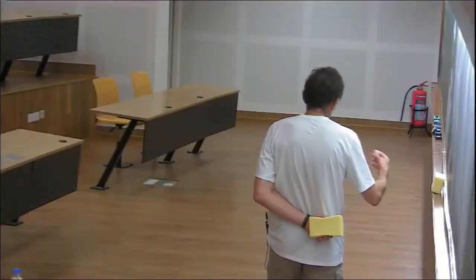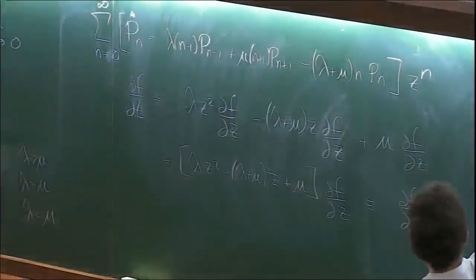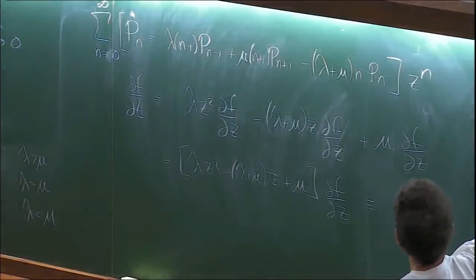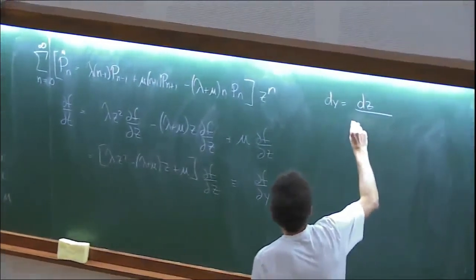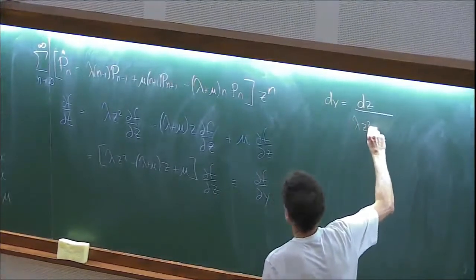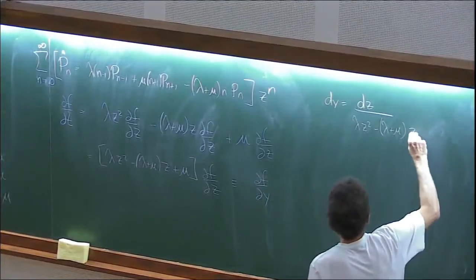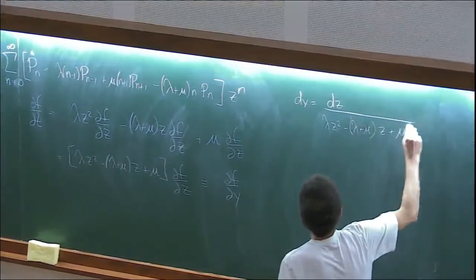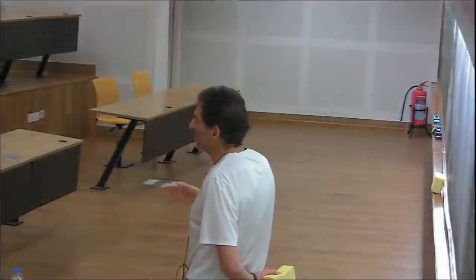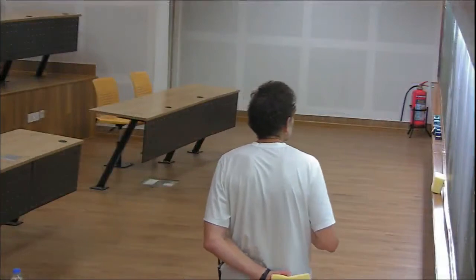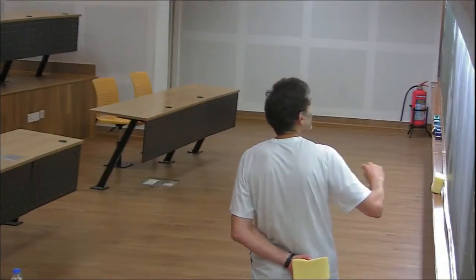So all we need to do to solve this explicitly is just invert this relation. We have to compute y, which is given by dy, equal to dz divided by lambda z squared minus lambda plus mu z plus mu. So I'm getting close to the end of where I'm going to do step by step, because at some point it just gets messy. But let me do a few more steps here. Question? Okay, you're happy? Okay.